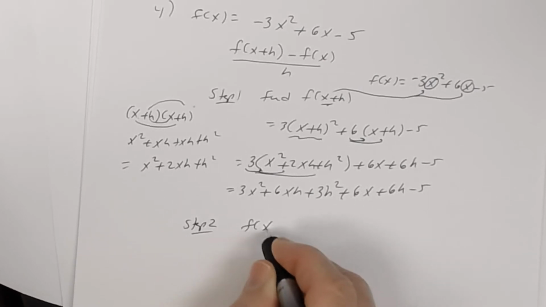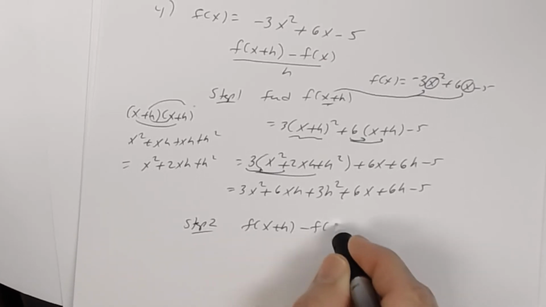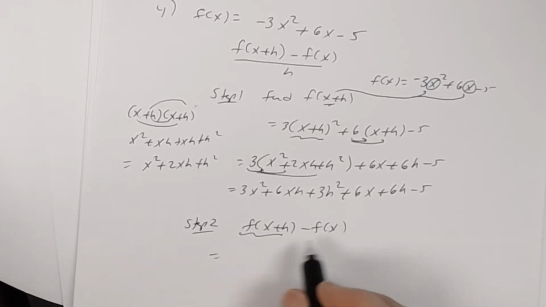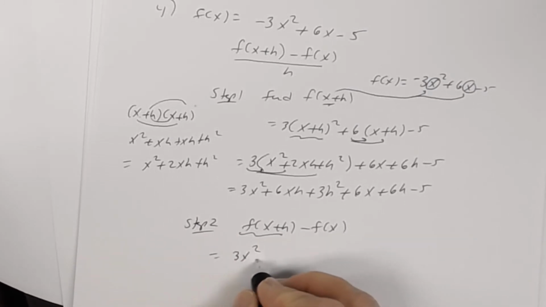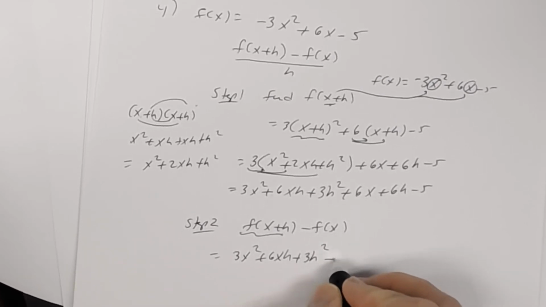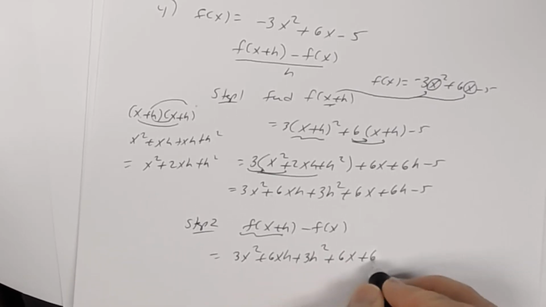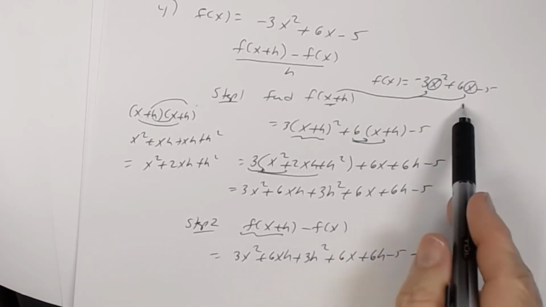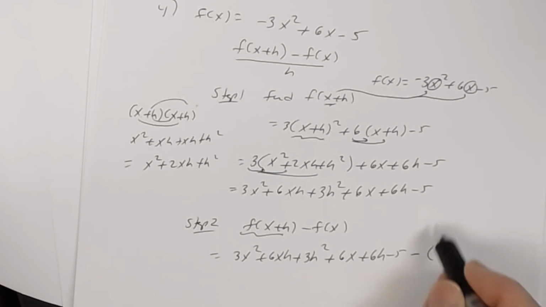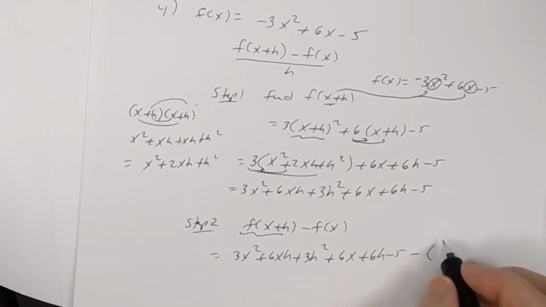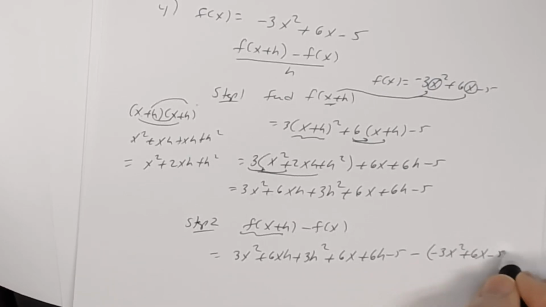So f of x plus h minus f of x. All right, so this we already found. That's all these terms here: 3x squared plus 6xh plus 3h squared plus 6x plus 6h minus 5. And then you're subtracting your polynomial, which is this. So you're subtracting f of x, and remember f of x was your trinomial, your quadratic function. So minus 3x squared plus 6x minus 5.